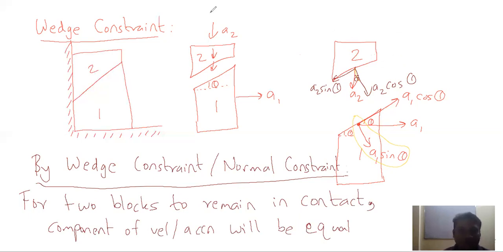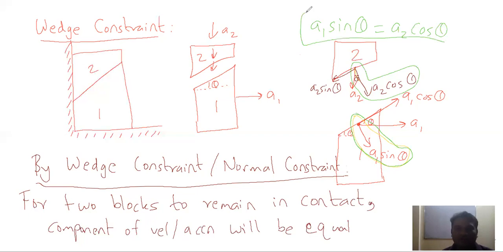Let me mark the components in green color. This is A2 cos theta 2, the component perpendicular to the incline, and here it is A1 sine theta 1. So A1 sine theta equals A2 cos theta. This is the wedge constraint equation.